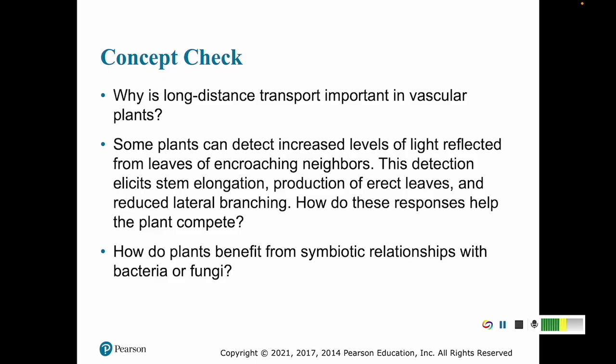All right, so now you can describe to me, why is long-distance transport important in vascular plants? Some plants can detect increased levels of light reflected from leaves of encroaching neighbors. This detection elicits stem elongation, production of erect leaves, and reduced lateral branching. How do these responses help the plant compete? And how do plants benefit from symbiotic relationships with bacteria or fungi?